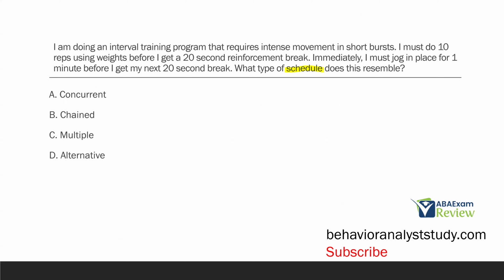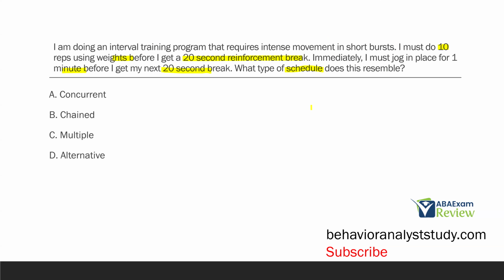That said, let's break this question down. We have an interval program. You first must do 10 reps using weights, and then you get a break. So let's call that a FR 10. You then must jog in place for 1 minute before your next 20-second break. Let's call that a FI 1. And so we have 2 different behaviors, right, on these 2 different schedules, and they're going back and forth.